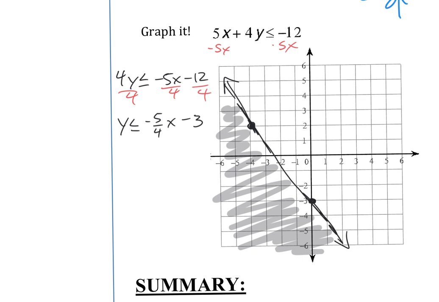Simple as that. Now, you could also plug in the point 0, 0. If you plug in a 0 here and a 0 here, you're going to end up with 0 is less than or equal to negative 3. And that is not true. So you shouldn't shade where 0, 0 is. And we already knew that.